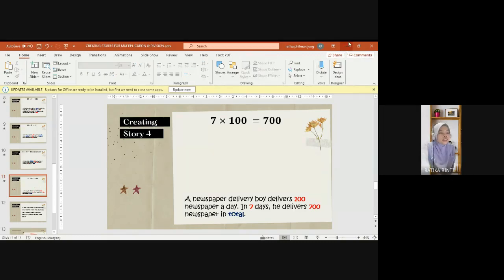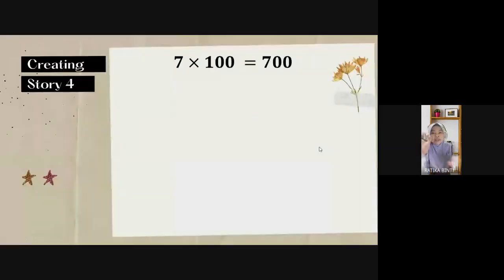Make sure you remember this. Multiplication is from 1 to many. Yes, it's very good. At least you try your best. It's okay, tak apa kalau kita buat salah. The effort of you trying is very good.